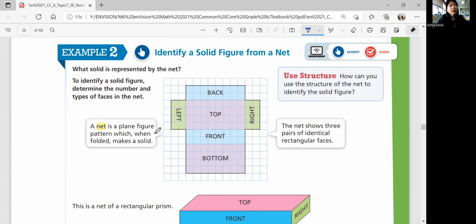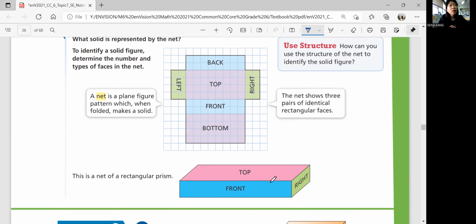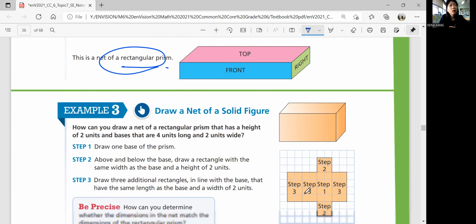The net is a plane figure pattern, a 2D pattern, which when folded makes a solid. The net shows 3 pairs of identical rectangular faces. So if you fold it, it's going to look like this. It's a rectangular prism because the base is a rectangle. And the top and bottom, you have two bases. So it's going to be a rectangular prism.